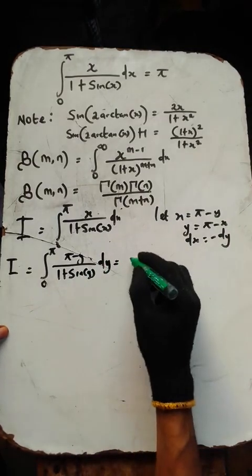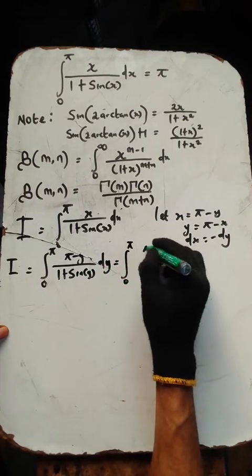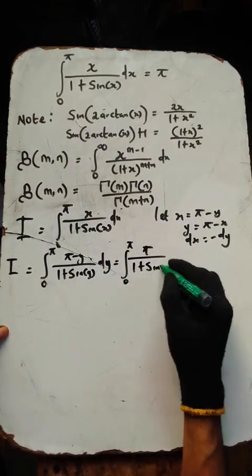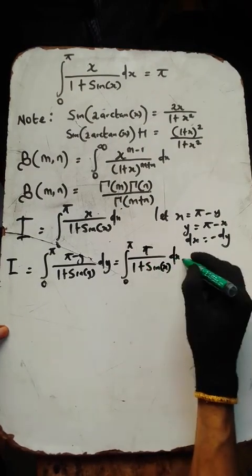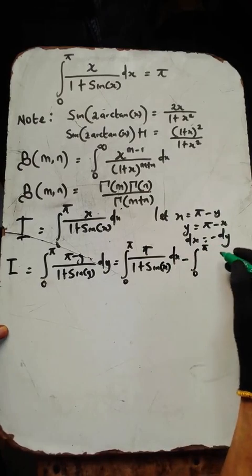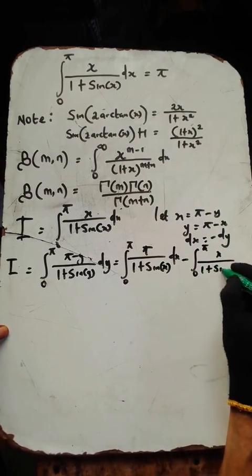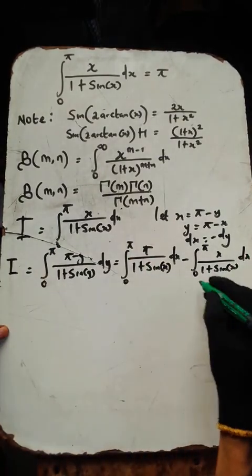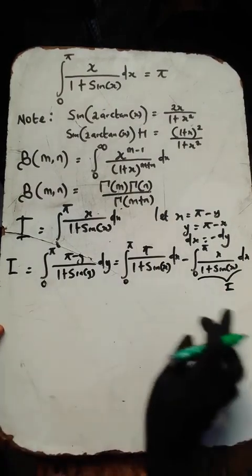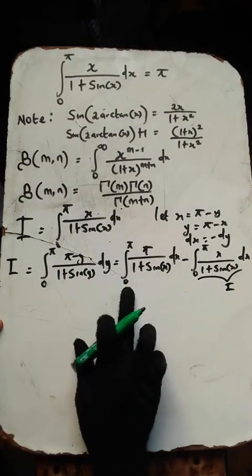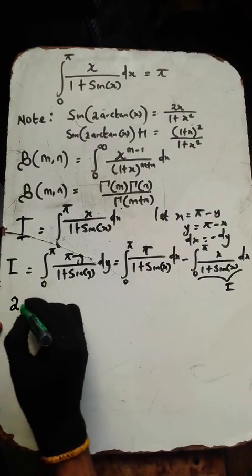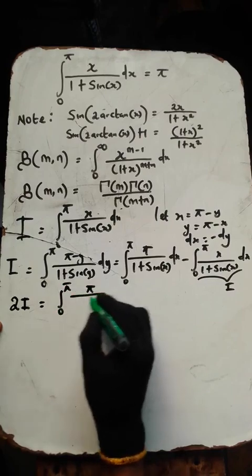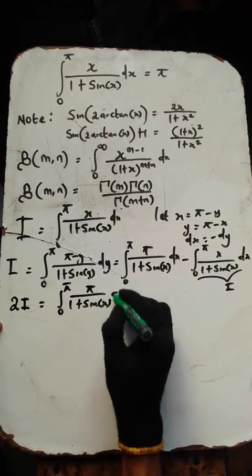So we're going to split the numerator, so we have integral from 0 to pi of pi all over 1 plus sine of y. We can change the variables here since y is a dummy variable, so the x, then minus integral from 0 to pi of x all over 1 plus sine of x dx. Now remember that our I here is this, so this is I. Now we're going to add, that is I plus I, which is 2I, is equal to this integration here, integral from 0 to pi of pi all over 1 plus sine of x dx.